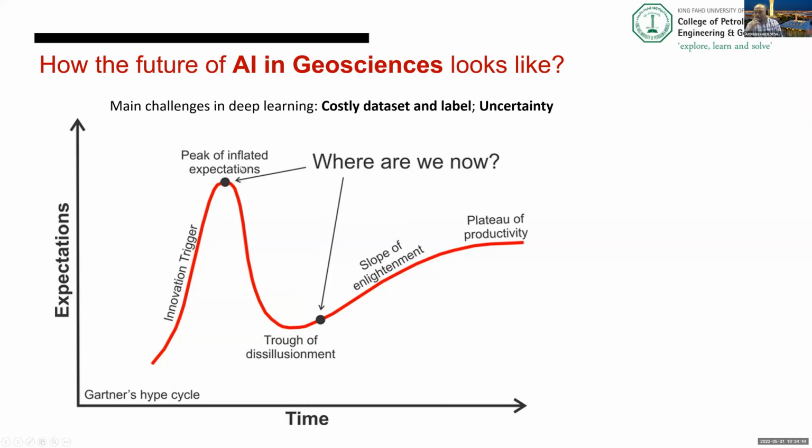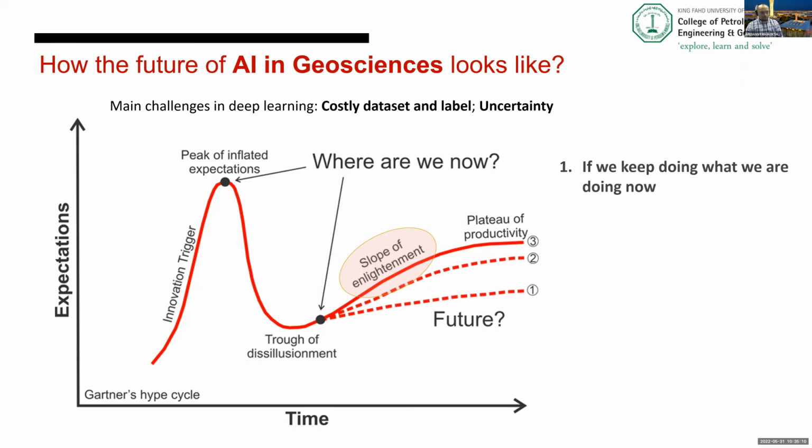Because you will just see our literature is flooded with AI application in many different things, and then when we reach this part here, then we are in trouble, right? So we have this slope of enlightenment, which I hope that we could arrive to soon, very soon, and then from there we can really see the actual potential of AI in geoscience. If we keep doing what we are doing now, I think our future is not looking that promising, not that bright.